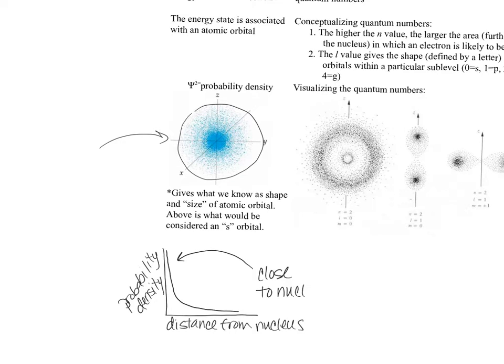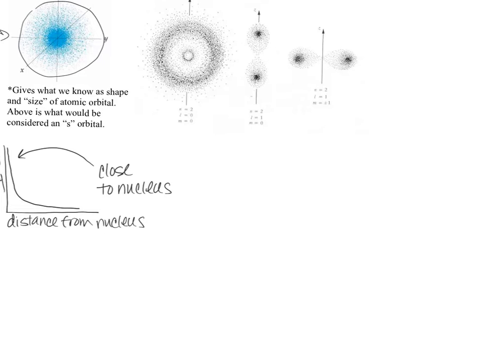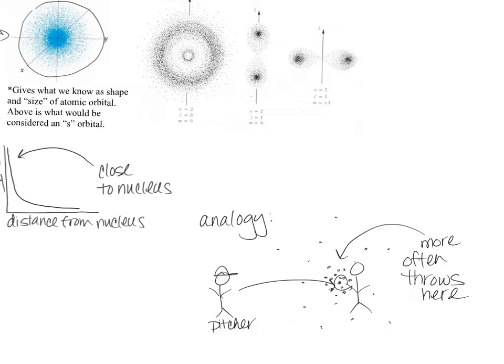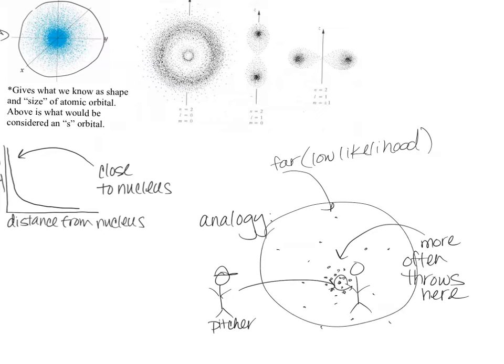You can think of a probability density map like a pitcher throwing a ball and mapping out where the pitcher is most likely to throw the ball. It's more likely that the pitcher throws closer to the catcher than further away from the catcher. Now, the probability of it throwing far from the catcher never reaches 0, but we can have a 90% certainty probability of finding the baseball in a particular space. That's the same idea as finding where an electron probably resides.